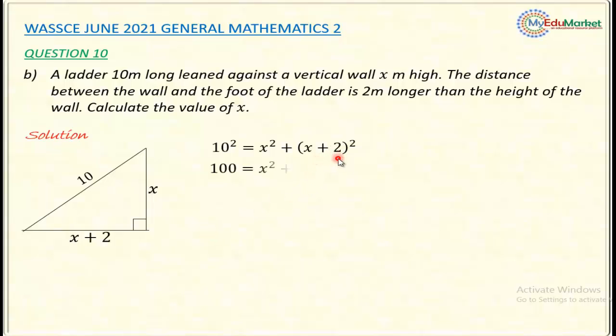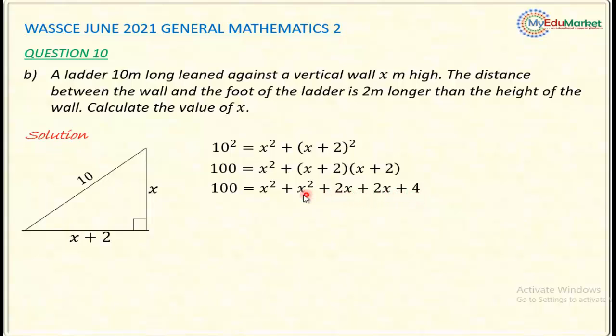So if I continue expanding this, I have 100 equals, 10 squared is 100, this is the x squared. The x plus 2 whole squared means x plus 2 times another x plus 2. So I will now expand these two brackets. Expanding the two brackets, I have x squared, x times 2 is 2x, 2 times x is 2x, 2 times 2 is 4.